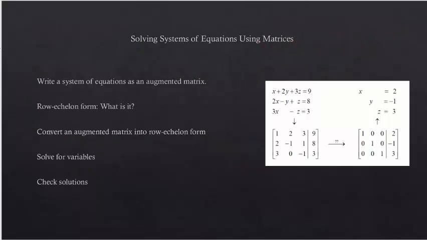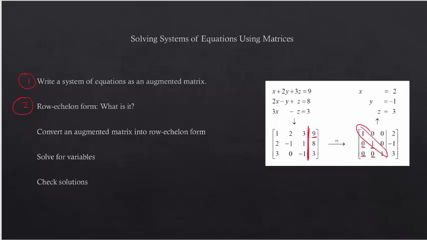So, solving systems of equations using matrices. The first thing we need to do is rewrite the system of equations as an augmented matrix. And remember, that's a matrix that has a line dividing the variables side of the equation from the constant side of the equation. Then we have to put it into row echelon form. So we need to try to get it into the form where we have 1s on the diagonals and 0s underneath those 1s.